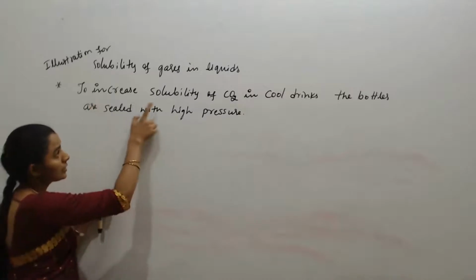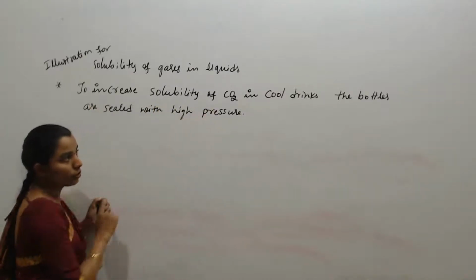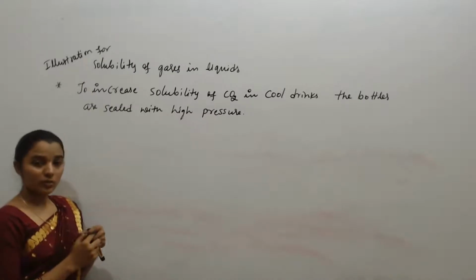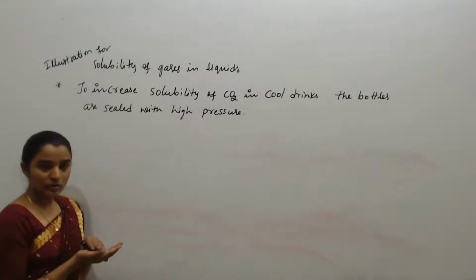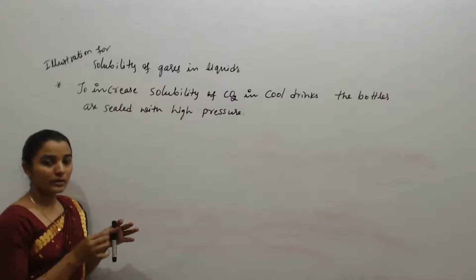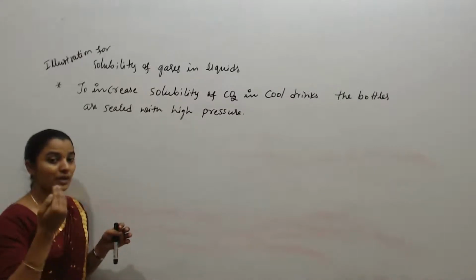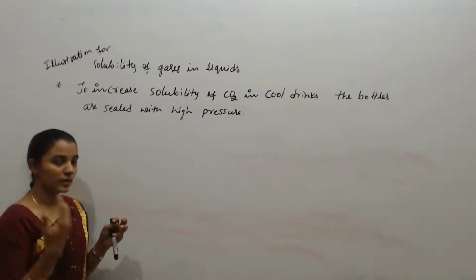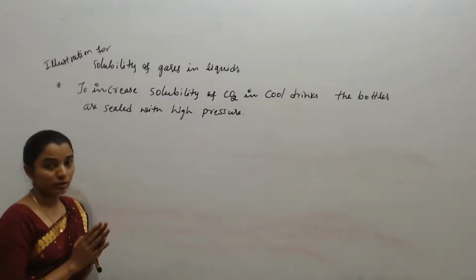Understood? So to increase the solubility of CO2 in cool drinks, the bottles are sealed with pressure. If pressure is more, then when it is closed, students, there are no bubbles. If you open, the bubbles come out. I hope you understood, in opening Coca-Cola or 7-Up, you may observe that. Okay?